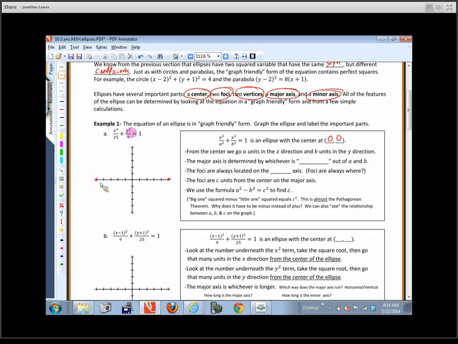Okay? We do the same thing in the vertical direction. Find the y, look underneath it, take the square root of that. So we're going to go 3 units in the y direction. So from the center, 1, 2, 3, we're going to go up here. 1, 2, 3, we're going to go down here.